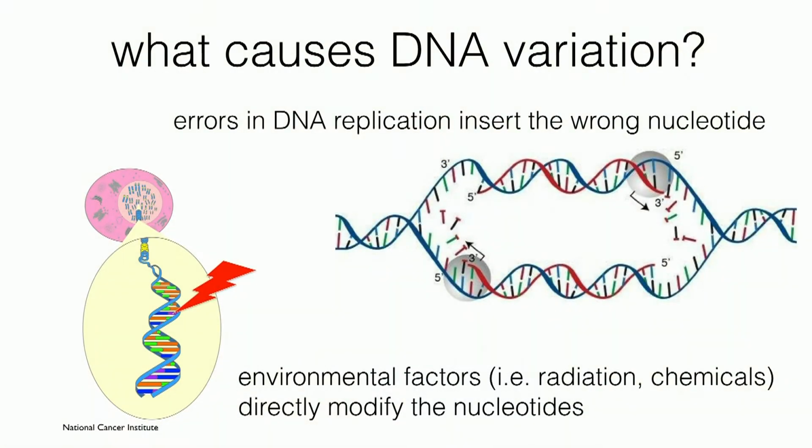But another important cause for change is environmental factors. So this is things like ultraviolet light or radiation or certain chemicals that are called mutagens. They damage your DNA by changing the chemical structure or by breaking the DNA, and it has to be repaired. And if it isn't repaired correctly, that's another way that you get mutation.